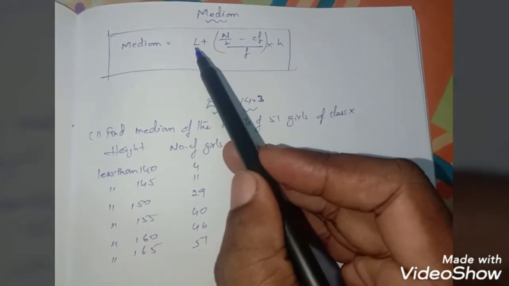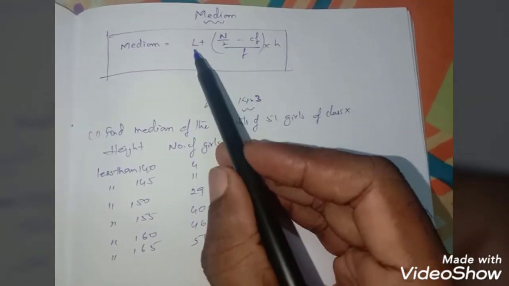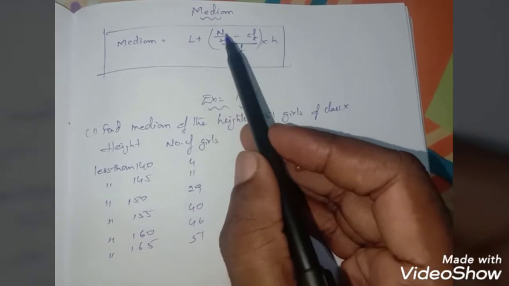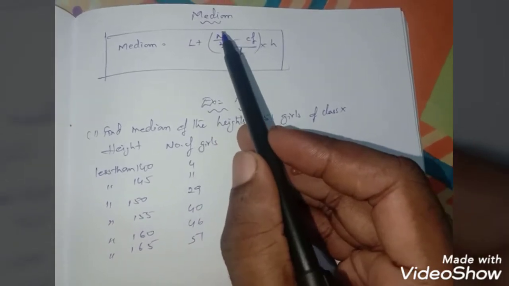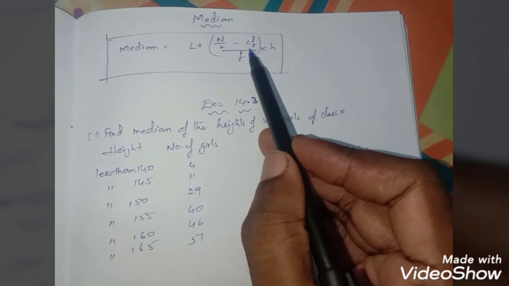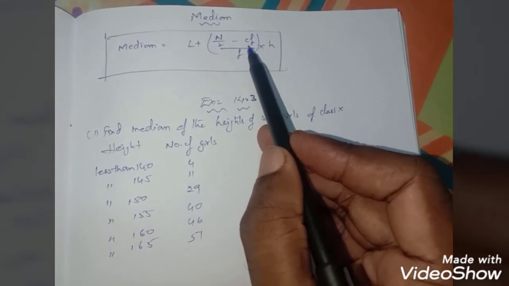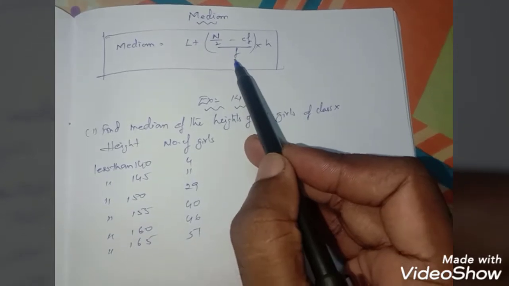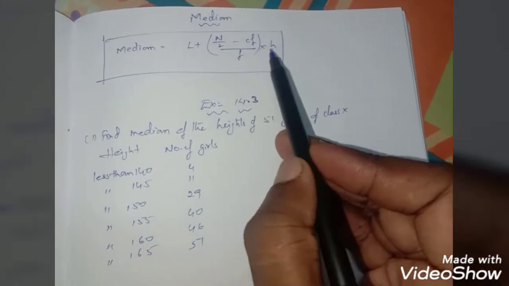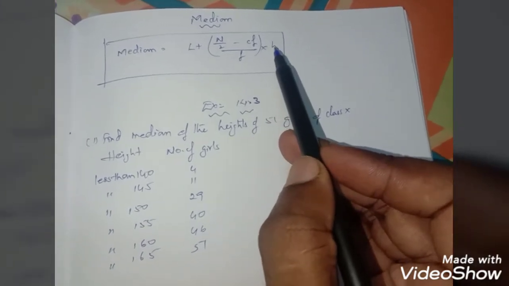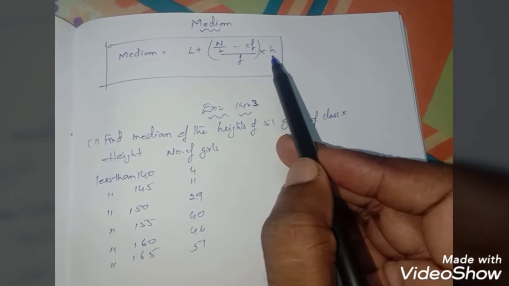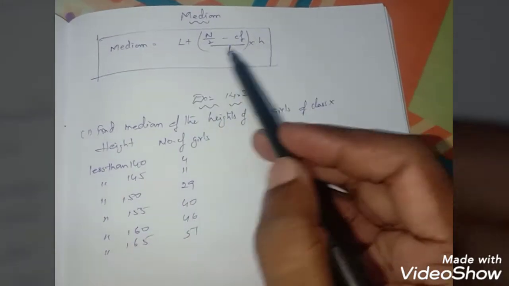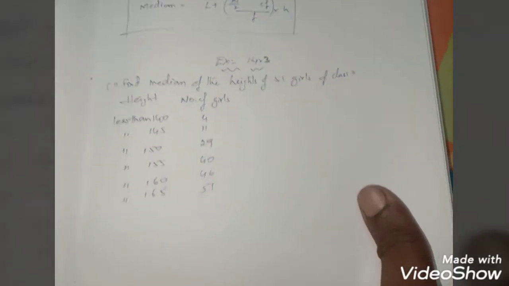So here let us recap that formula. L is nothing but the lower boundary of the highest class frequency. N is nothing but the total number of frequency. CF is nothing but the cumulative frequency of the class preceding the highest class frequency. F is nothing but the highest class frequency. H is nothing but the difference between the class intervals, or the height of the class interval, right? So based on this formula we are solving exercise 14.3.